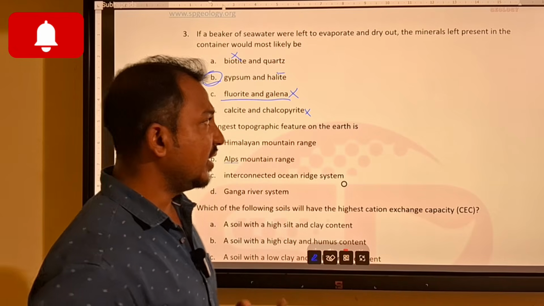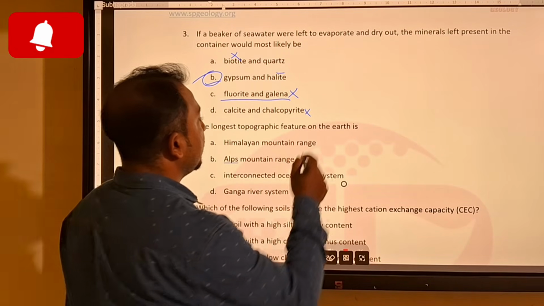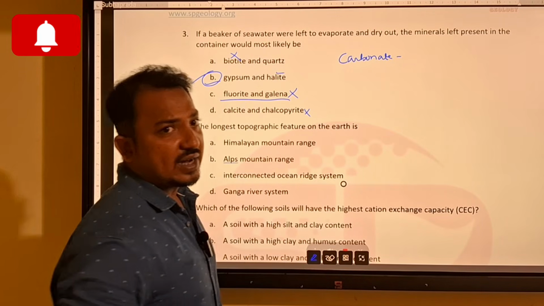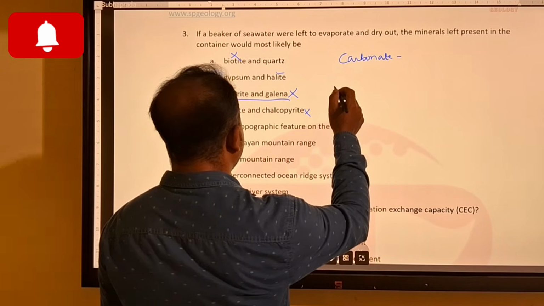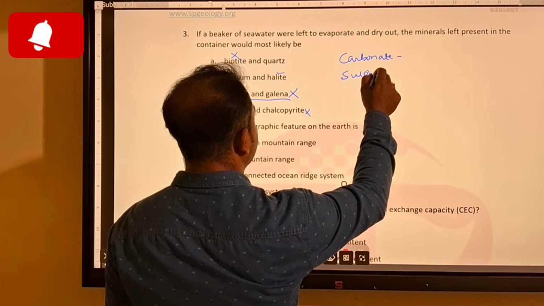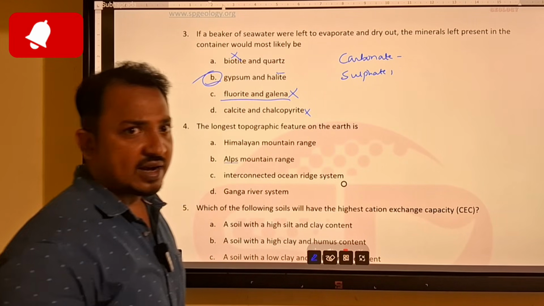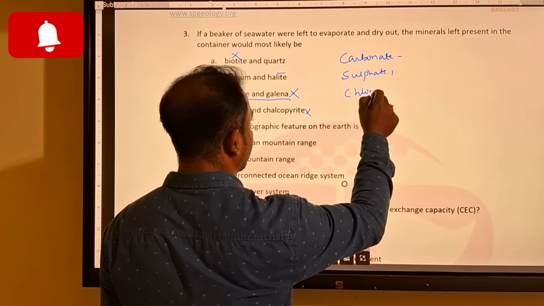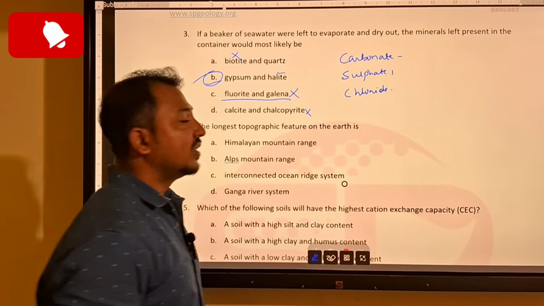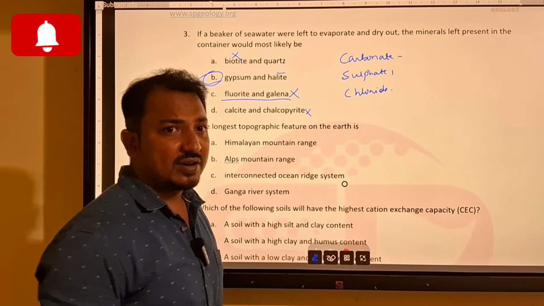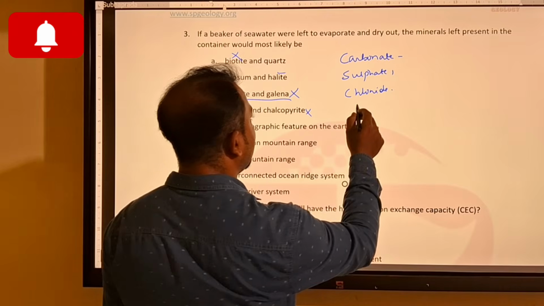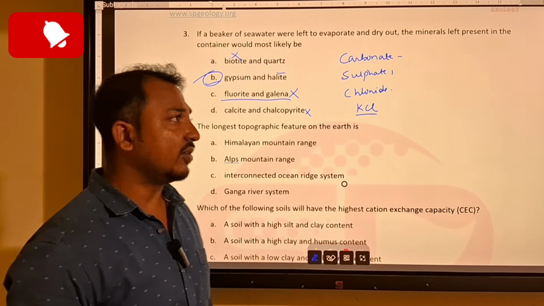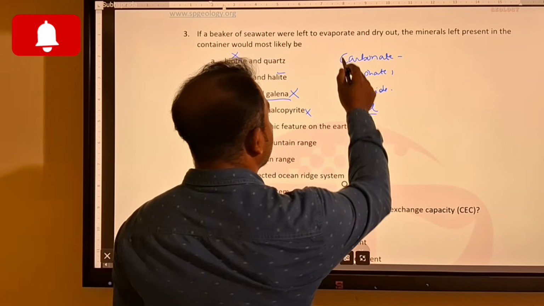During evaporation of the sea, the first thing that will precipitate is carbonate. You can take calcite and aragonite. Then next, sulfate, gypsum and anhydrite. Then chloride, that is halite, rock salt. Then you'll get KCl, sylvite, or magnesium chloride, that is carnallite. So this is the sequence.